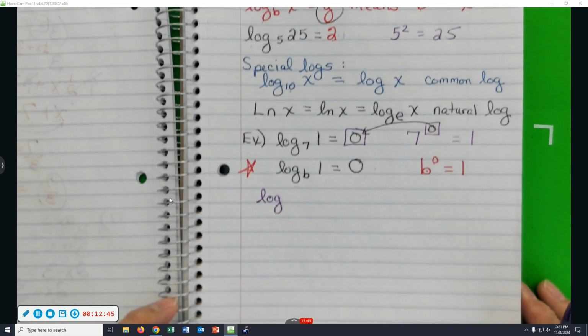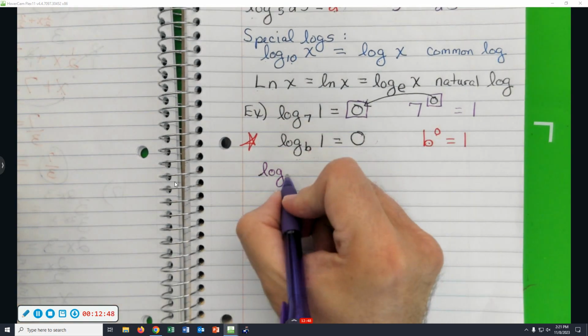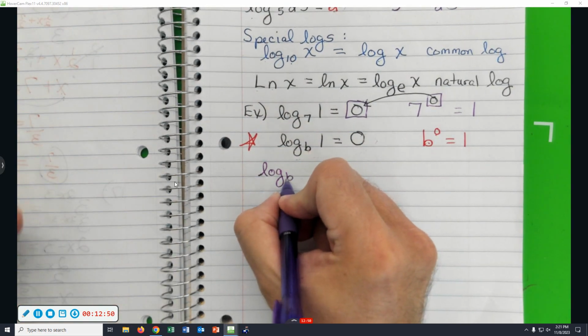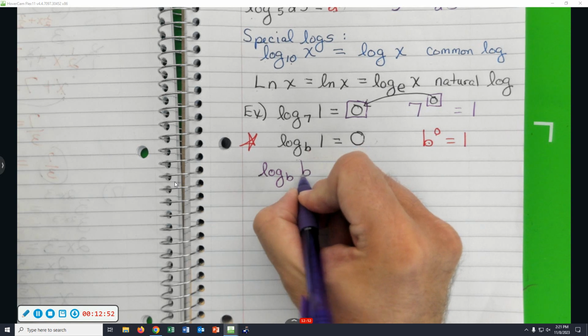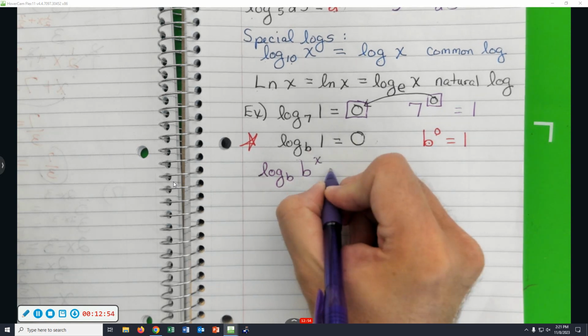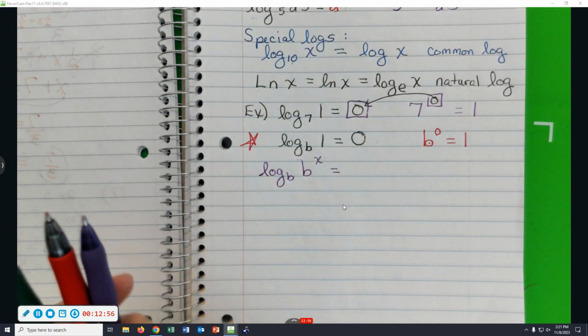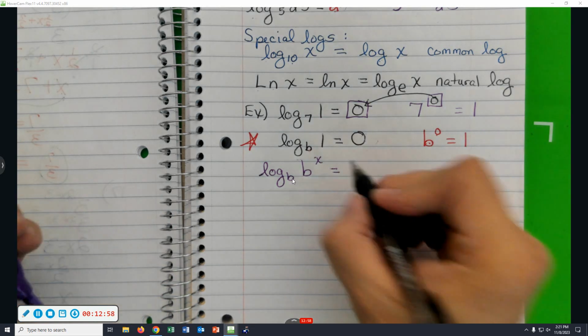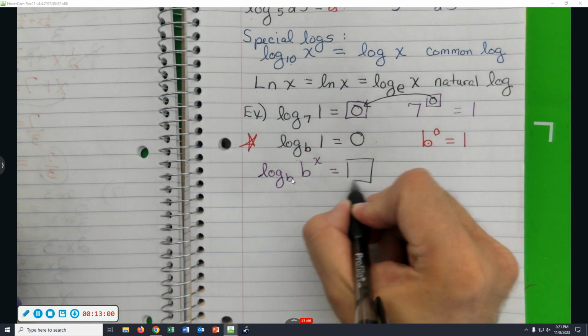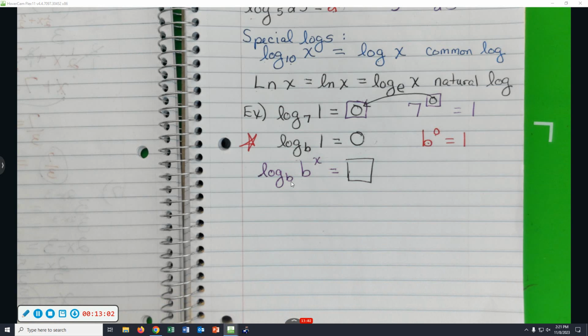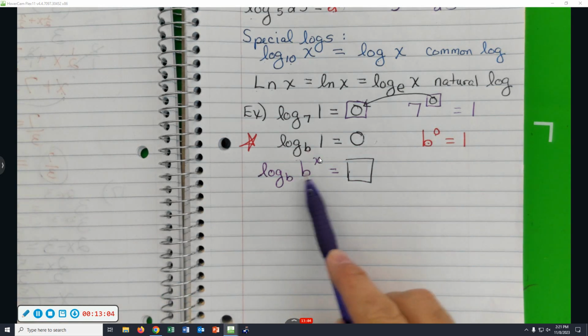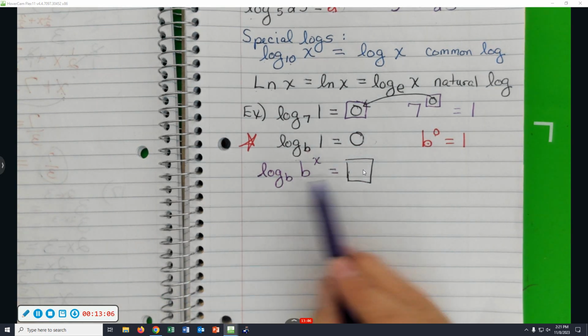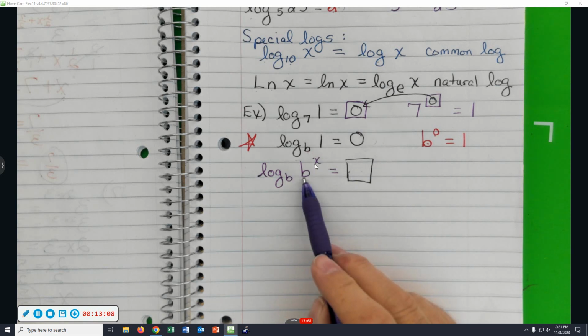Log base b of b to the x. This is something y'all can help us figure out. If you understand the definition, what power do we put on the base to get b to the x? B to what power equals b to the x?